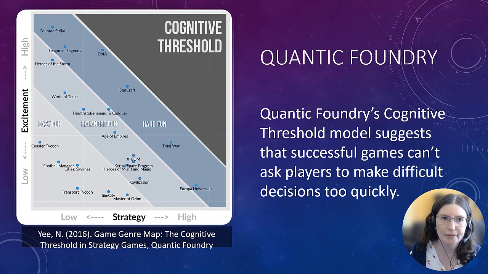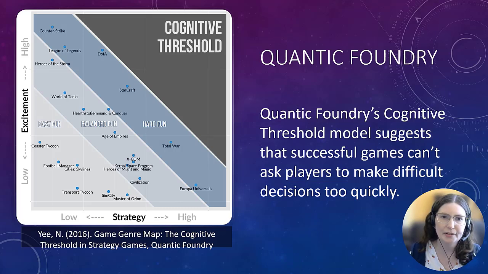What is relevant is that there's areas of this graph divided into sections labeled as easy fun, balanced fun, hard fun, and a gray uninviting area on the top right called cognitive threshold. In the scary gray section labeled cognitive threshold, there's no games showing both extreme values for excitement and strategy at the same time. In this Quantic Foundry report from which the diagram appears is the quote, "There's a cognitive threshold beyond which the game is simply not fun anymore."